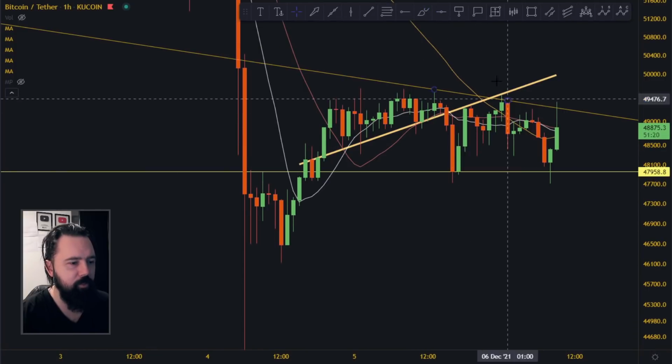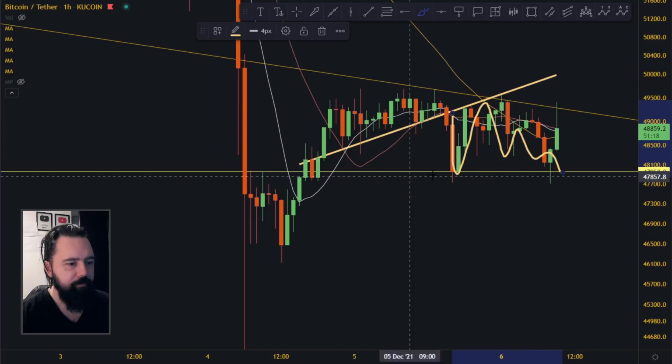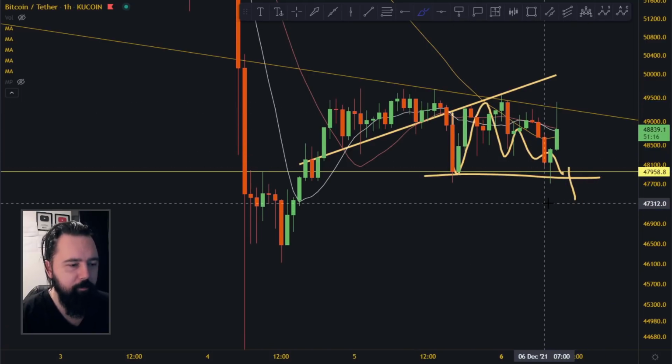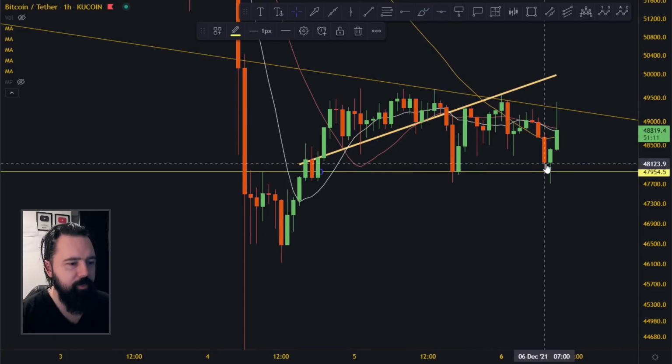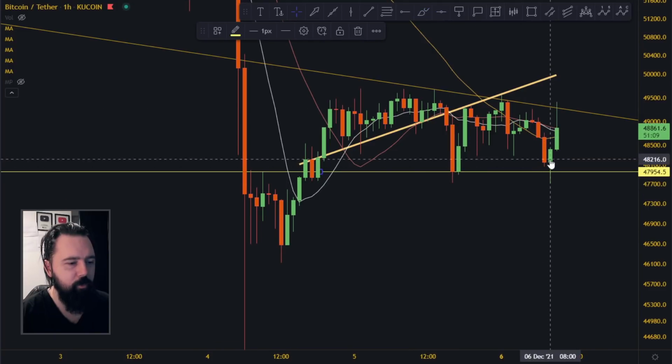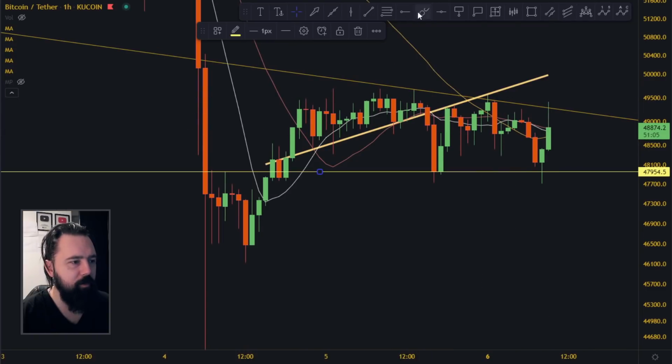And I said, if we go below this level down here again, we can expect more dump. Now this dump did not happen, so right now we are still holding above this level. You can see up here we are holding above this level, although we went down with the wick, we closed above it, and right now we did try to pump right up here on the 5-minute chart. So it was a big wick.